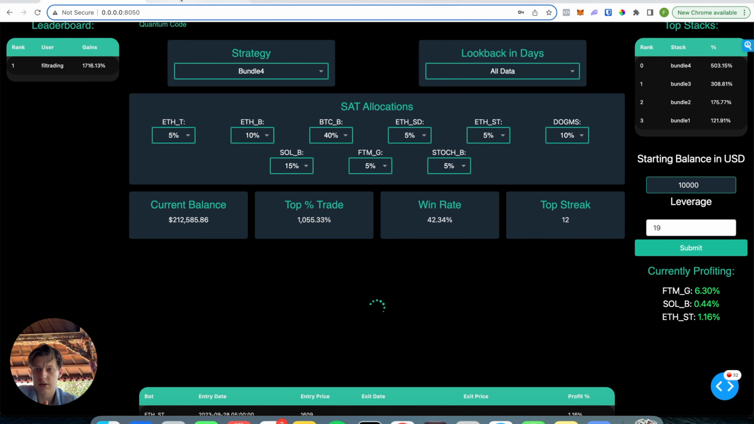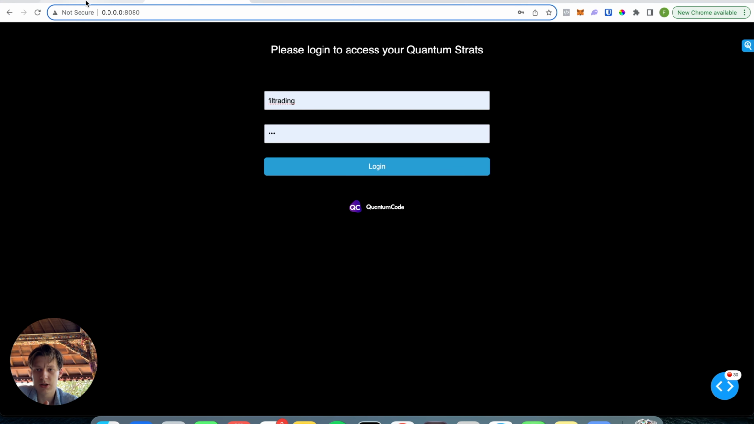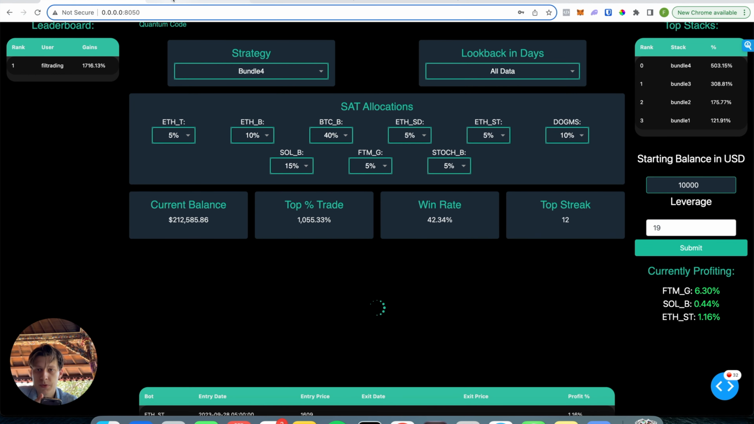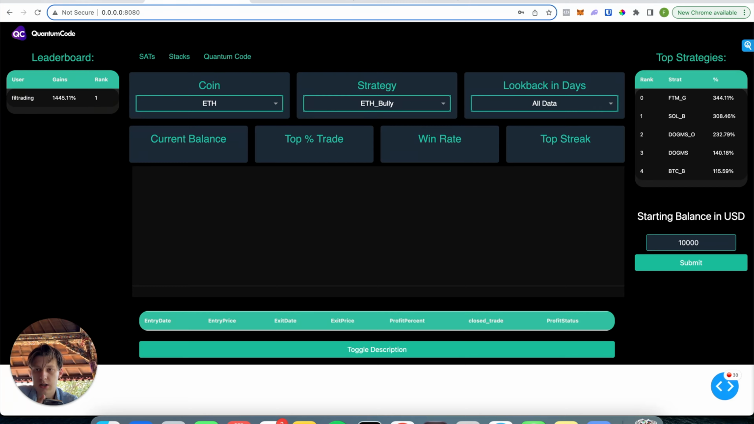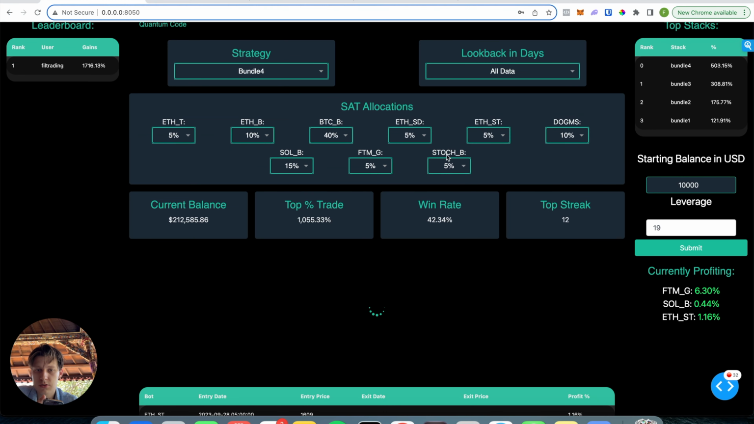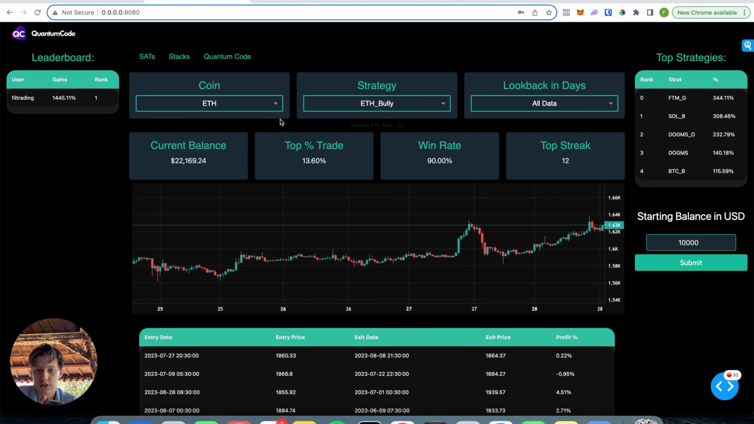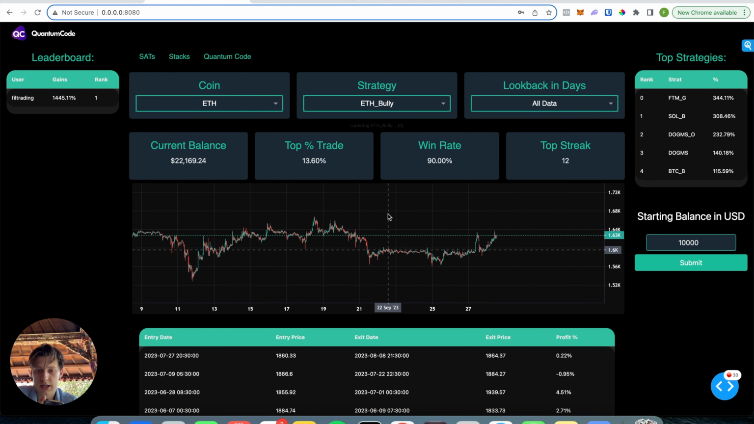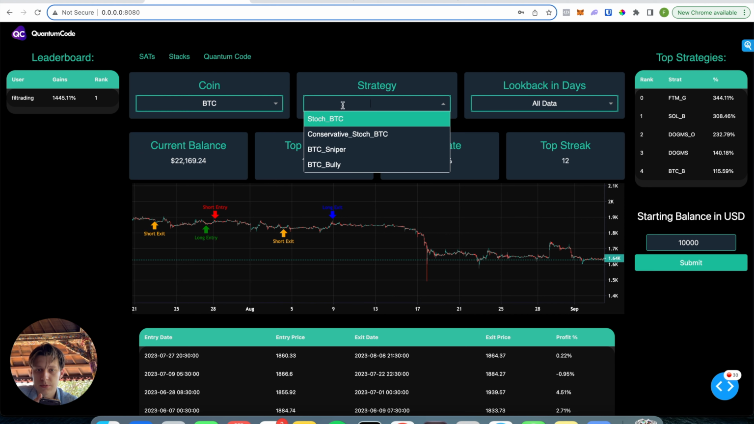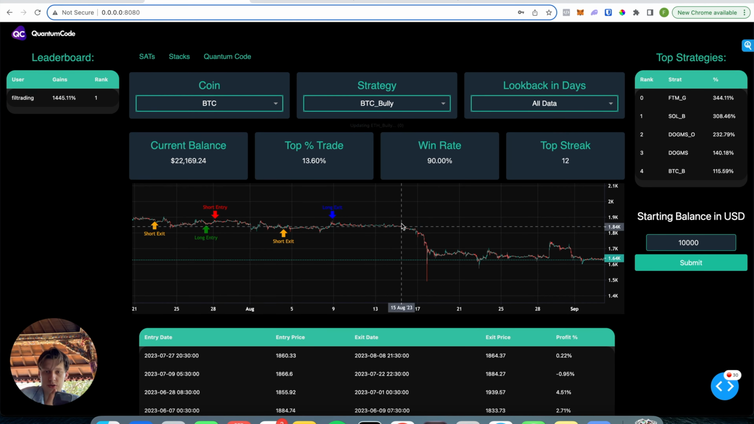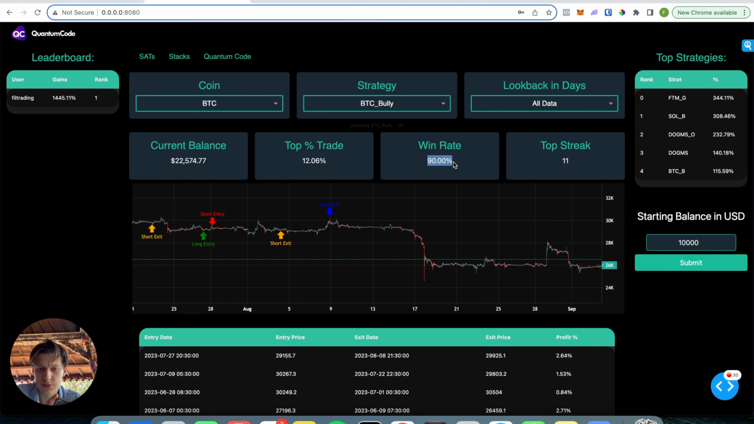While this loads, I can go here, and whereas these were the bundles, right, these are the strategies themselves. So here you see what strategies are in the bundle, and on this dashboard you can then actually look at the strategies themselves individually, right? So here you can see the differences in performance, and as you can see, here are the top strategies once again. And this strategy, by the way, one of my favorite strategies, the Bitcoin bully. Look at those win rates, by the way, right?